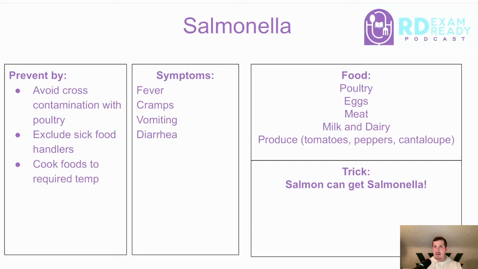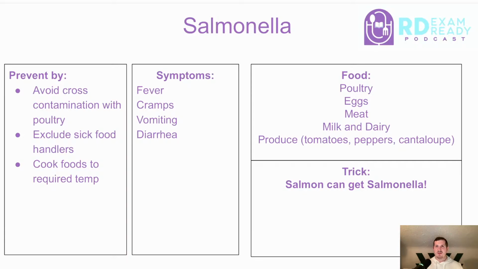To prevent salmonella, as I said, cross-contamination needs to be avoided. Especially with poultry products, you got to avoid any cross-contamination, whether that's from a cutting board that you're using, a knife, and then you use your produce items. That's not going to fly. You're going to develop salmonella if you do that. Excluding sick food handlers is also recommended for salmonella, and cooking foods to their required temperature is a great way to avoid it. It's a great way to try to kill off that bacteria by cooking them, especially your poultry, to the required temperatures.